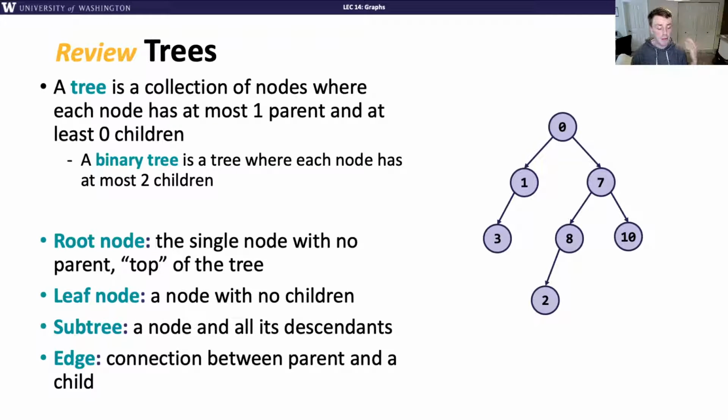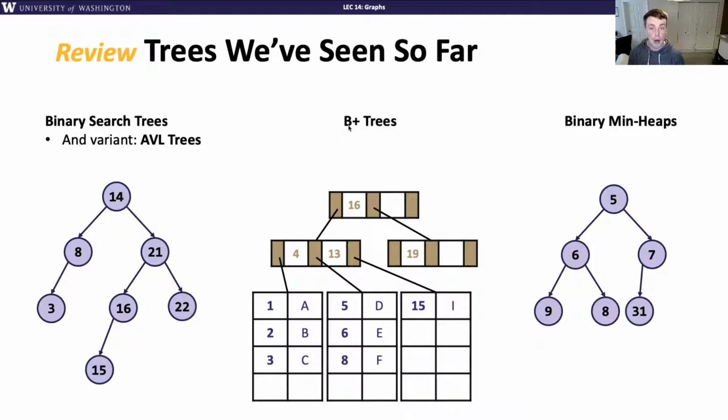So as a reminder, we've been talking about binary trees for a while. A tree is just a collection of nodes where each node has at most one parent and at least 0 children. Now, most commonly, we've talked about binary trees, where each node has at most 2 children, but tree is a very generic concept, and we talked about root nodes and leaf nodes and subtrees, but we've been familiar with this idea of a tree for a while.